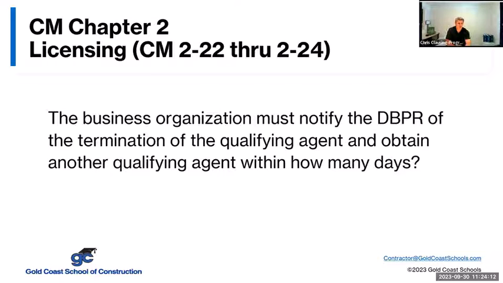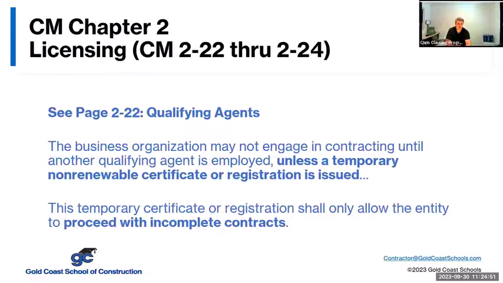The business organization must notify the DBPR of the termination of the qualifying agent and obtain another qualifying agent within how many days? This is an important provision as well. And right there, 2-22, you have 60 days. So if you're a qualifying agent and you're terminated, that organization is going to have 60 days to find a new qualifying agent after you're out. And you can elect to stop qualifying a company at any time. And that company would have 60 days to get a new agent. See page 222 for qualifying agents.